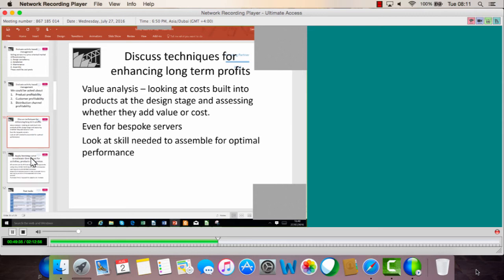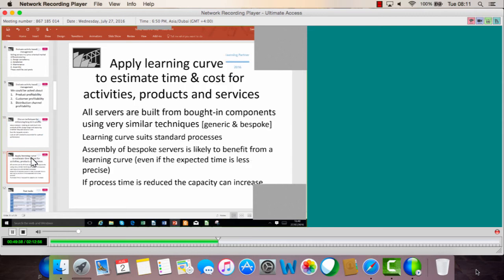Right, next is apply learning curve to estimate time and cost for activities, products and services. And on that, we might as well just think about what they're doing. All the servers are built from bought-in components. Fair enough, we've thought about the power of suppliers. We think that these manufacturers are a possible threat to us because they could move into this area, but they look unlikely to do that.